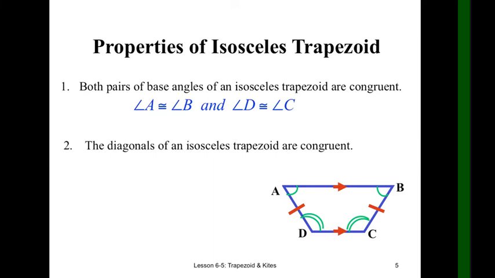Another is the diagonals of an isosceles trapezoid are also congruent. Meaning to say, yung line segment DB ay equal sa size ng line segment AC. Okay, so pareho sila. So line segment AC is congruent to line segment DB.